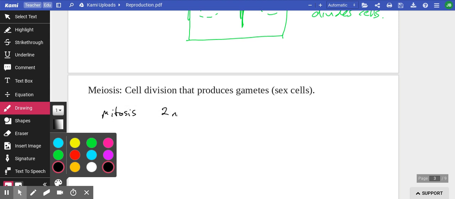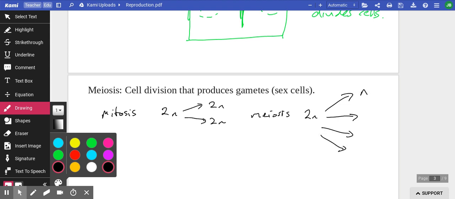starts out with a 2N cell and produces two 2N cells. And meiosis starts out with one 2N cell and it produces four 1N cells. And these 1N cells can become either a sperm or an egg, depending on the gender of the parent that they occur in. They occur in the gonads or sex organs of the adult. So in human males, they would occur in the testes, and in human females, they would occur in the ovaries.